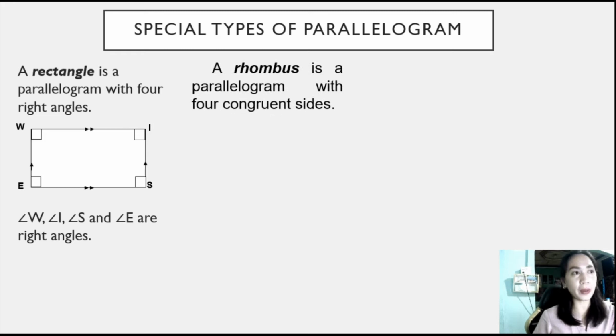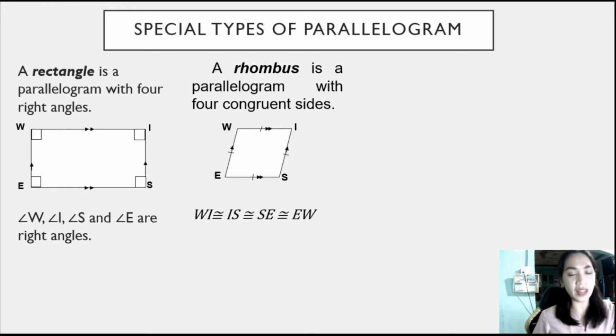A rhombus is a parallelogram with 4 congruent sides. So all of the sides are equal. You have WI is congruent to IS, congruent to SE, and congruent to EW. So if the measure of the side WI is 5, lahat ng sides ni rhombus is also 5.